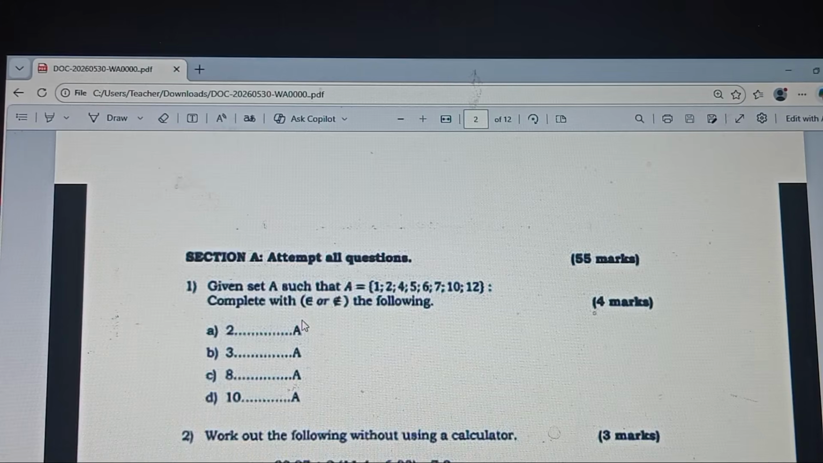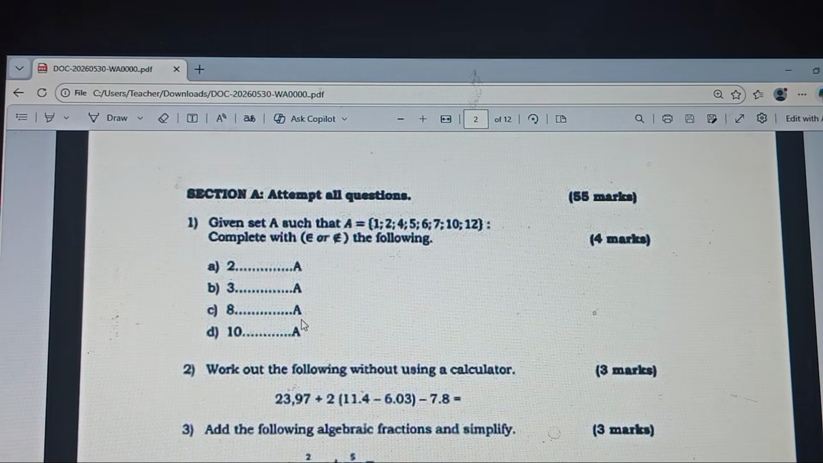Question number 2: work out the following without using a calculator. If they ask it, don't use a calculator. Please don't use a calculator. If you use it, you will score 0 marks out of 3. Here, you must try to remember the body mass from P5. I show you the hint in the marking guide.